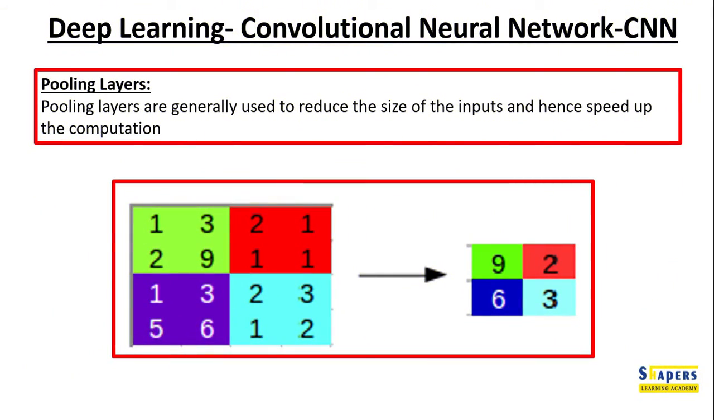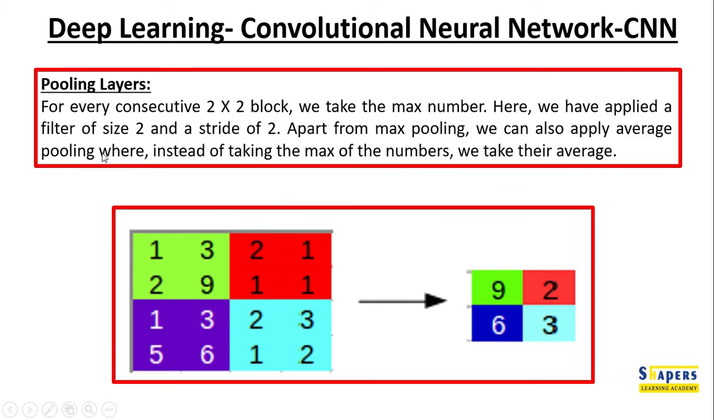Now let's understand certain tools which help make convolution faster. Here we have a concept called pooling layers. Pooling layers are generally used to reduce the size of the inputs and hence speed up the computation. For every consecutive 2 cross 2 block, a pooling layer takes the maximum number. Hence we have applied a filter of size 2 and a stride of 2.